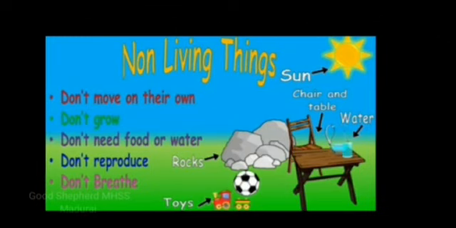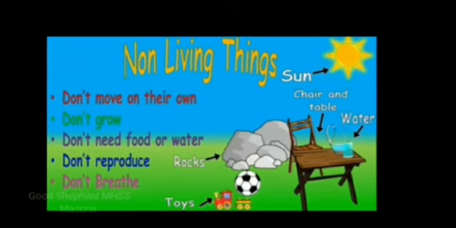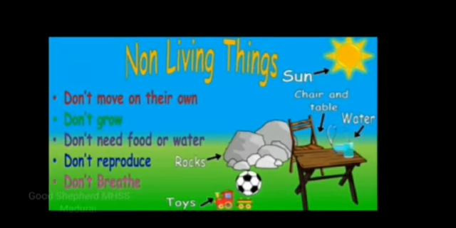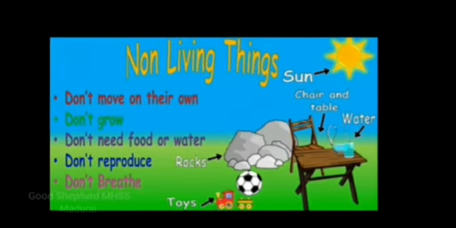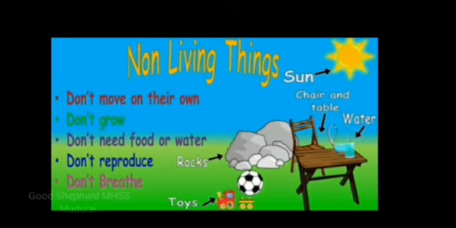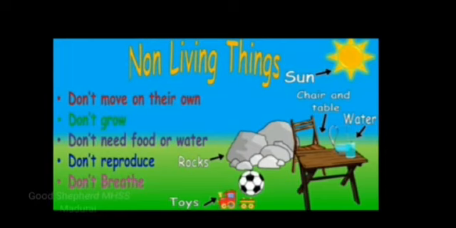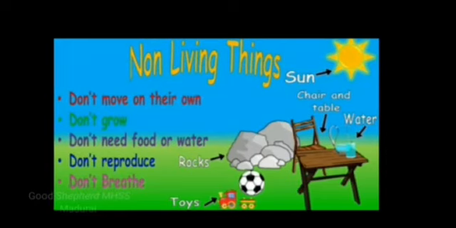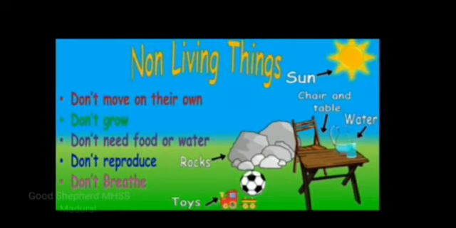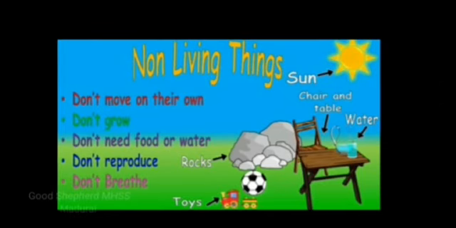The next is non-living things. See the picture. The sun, chair and table, water, rocks and toys are there. These are non-living things. How can we say these are non-living things? Because they have the following characteristics. They don't move on their own. They don't grow. They do not need food or water. They do not reproduce and they do not breathe.